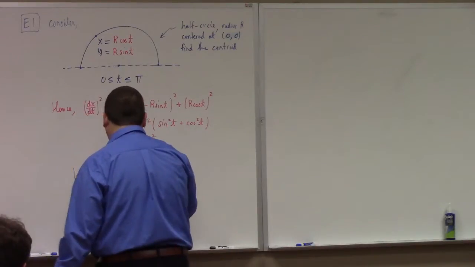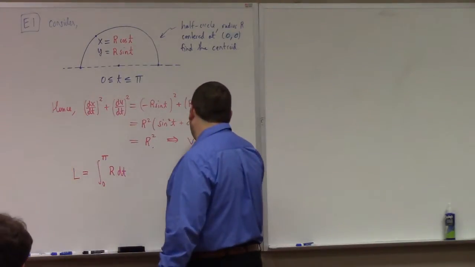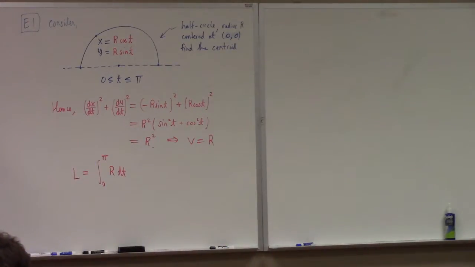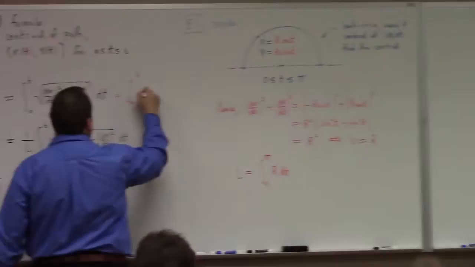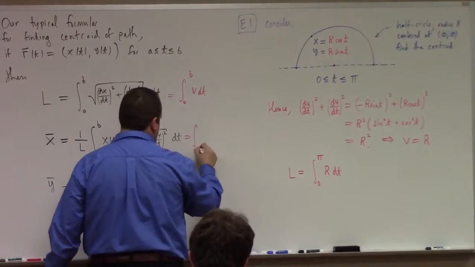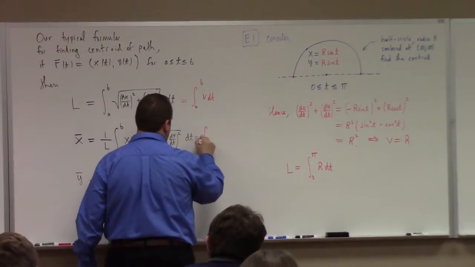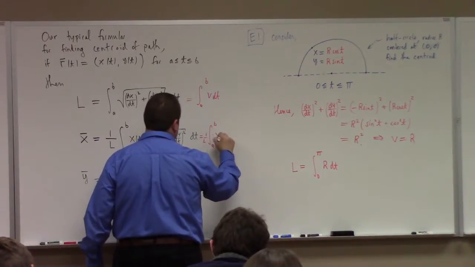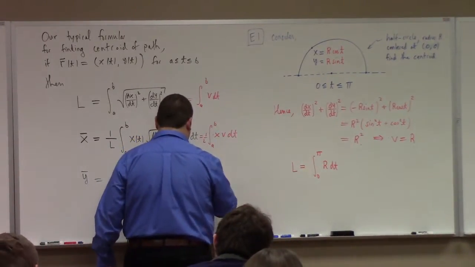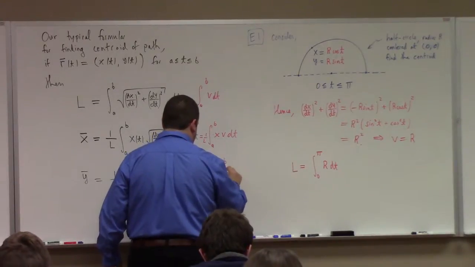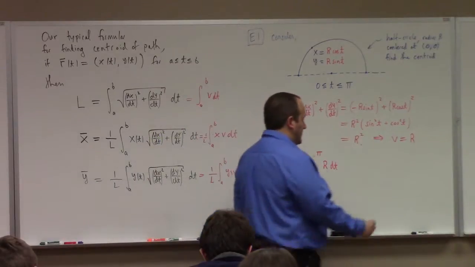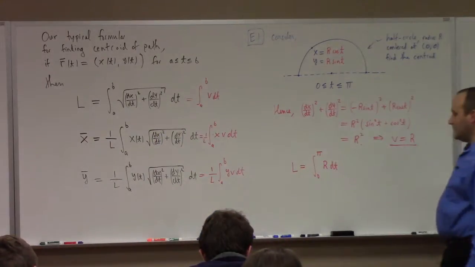Right, and that's because the integral, so this says that the speed is just equal to r. You notice these formulas can be rewritten as the integral from a to b of v dt. This is 1 over L, the integral from a to b of x times v dt. This is 1 over L, the integral from a to b of y times v dt. So basically we just got to find the speed. The speed here is constant, r.